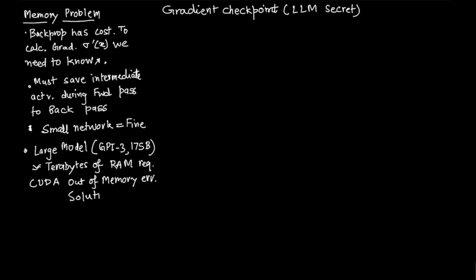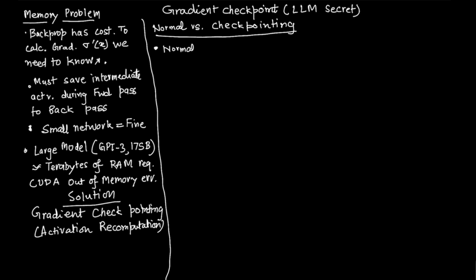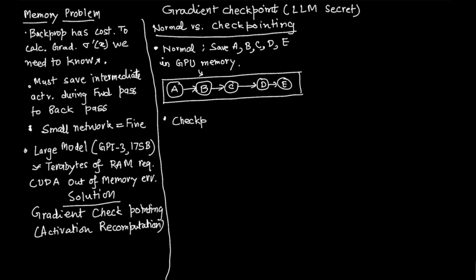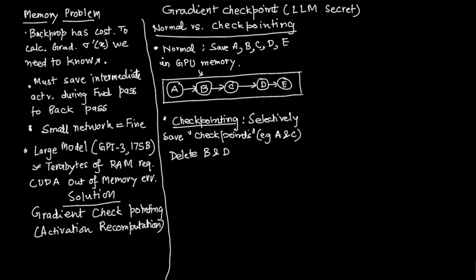So how do we train them? We use gradient checkpointing, also called activation recomputation. Normally, we save A, B, C, D, E in GPU memory. With checkpointing, we act selectively. We say, let's only save checkpoints, say A and C. We delete B and D to save space.